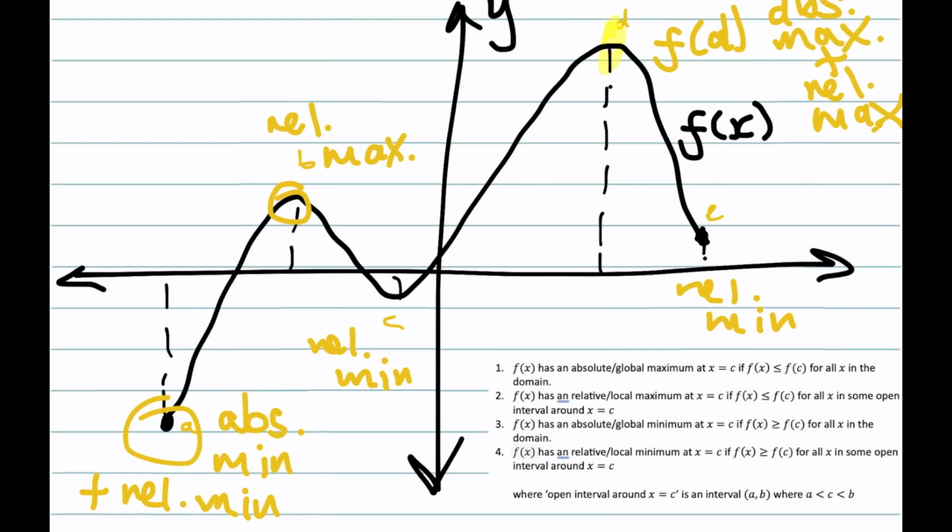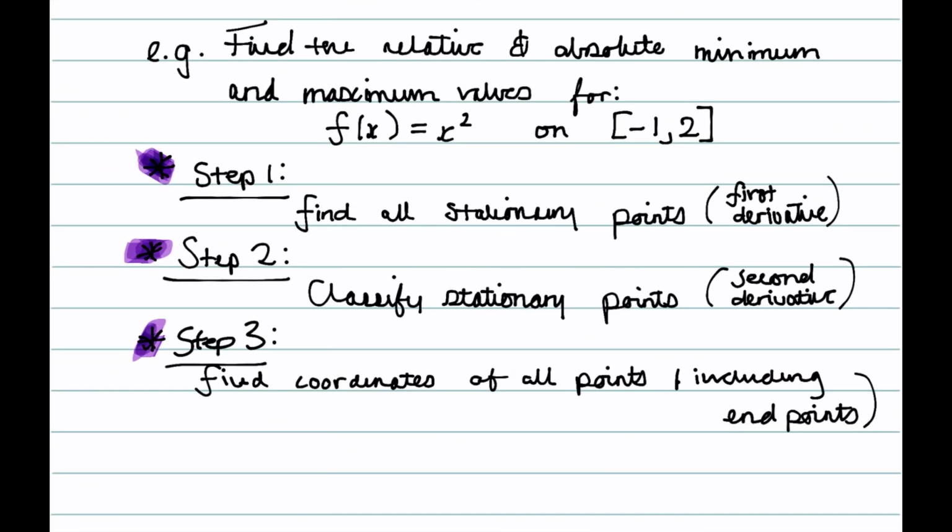Okay, I think we should look at an example. Say we wanted to find the relative and absolute minimum and maximum values for f of x equals x squared on the closed interval minus 1 to 2. There are generally 3 steps to do this. Firstly, we need to find all the stationary points. Secondly, we need to classify these stationary points as minimum or maximum values using the second derivative test. And thirdly, we need to find the coordinates of all the points, including the endpoints, so that we can compare the maximum and minimum values that we found.